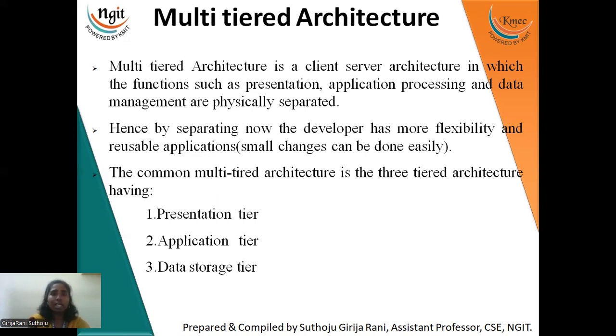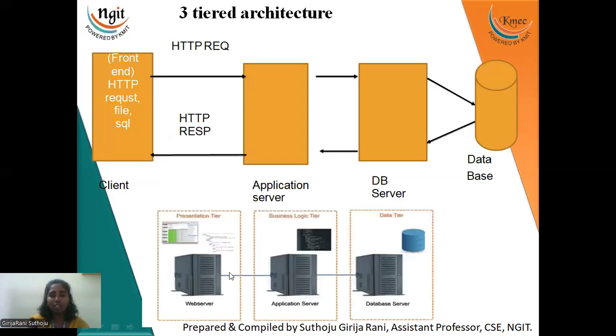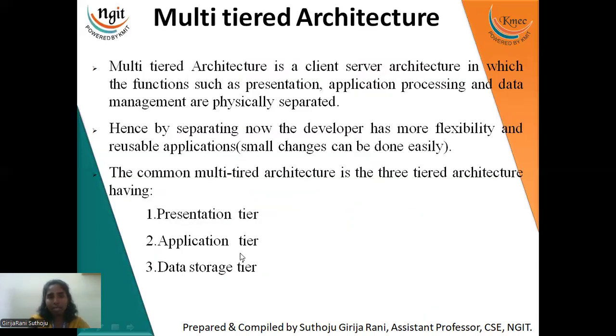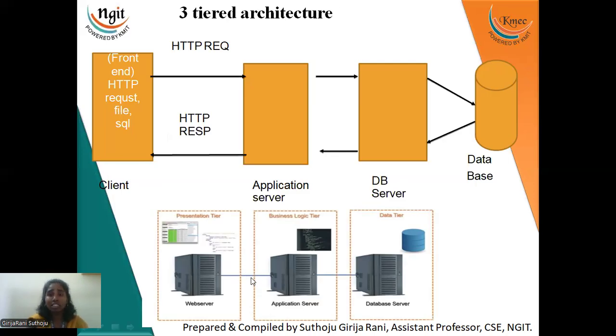Even small changes we can update very easily by using multi-tiered architectures. So the three layers which we are going to discuss are the presentation, application, and the data storage. The presentation tier is at the client side, application will be the processing, and data storage, again, we will be having a database. So for all the three tiers here, we will be maintaining a separate server. The presentation tier will be having a web server, the application tier will be having an application server, and the data storage tier will be having a database server.